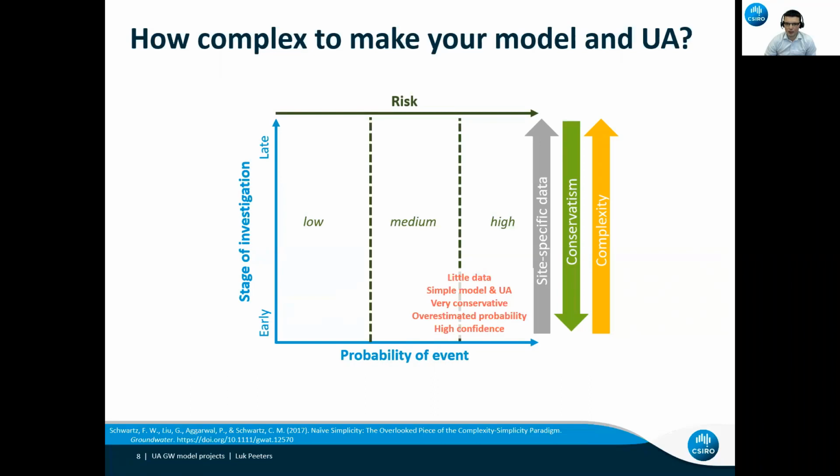But the downside is that the only way you can justify these simplifications is to make sure that your assumptions are very conservative, that you're overestimating probability. So when you make statements, you are still very confident that you are overestimating these probabilities. As more data becomes available, you can then start increasing the complexity of your model. Increasing the complexity usually means adding more parameters to the model. More parameters will allow you to integrate more data, but also to nuance and relax some of those conservative assumptions, which then will lead to a more nuanced probability of an event happening, hopefully reducing that probability, but still having high confidence in your model result.